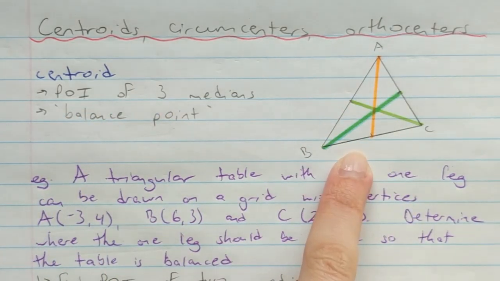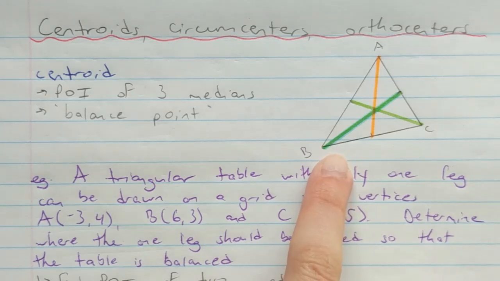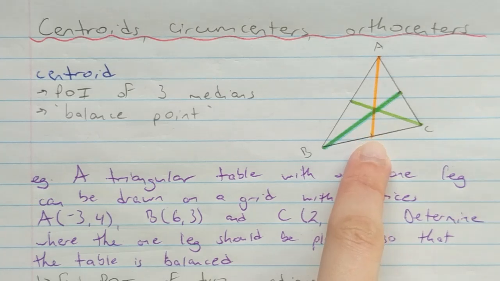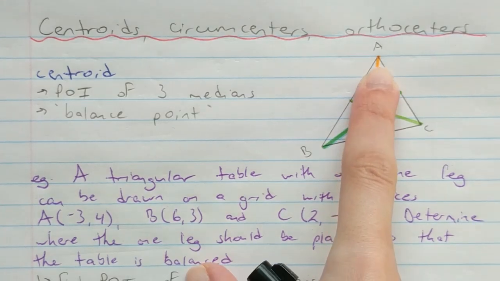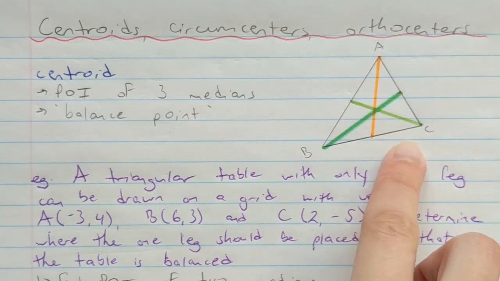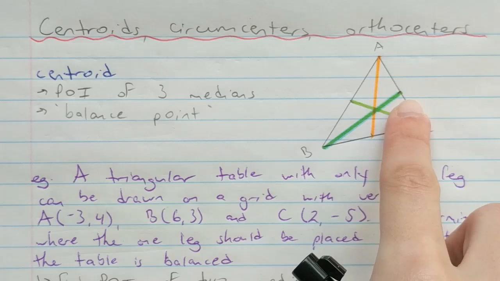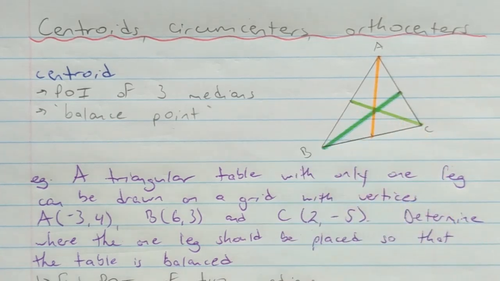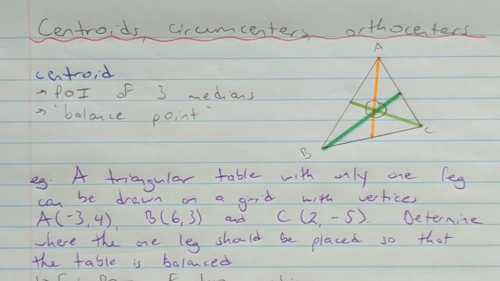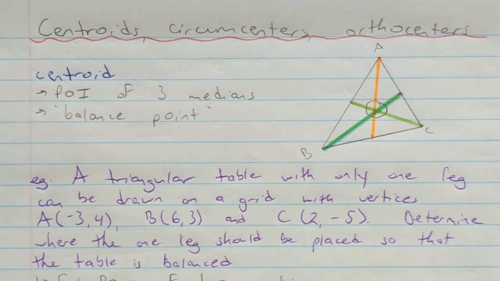So the centroid is the point of intersection of our three medians, and I have drawn an example here of the three medians of triangle ABC. We recall that the median is the line that connects one vertex to the midpoint of the opposite side. So for example, I have vertex A, which is connected to the midpoint between B, C. I've done the exact same thing for vertex B, and the exact same thing for vertex C, and we can see we have a centroid located right in the middle there. That is our point of intersection.